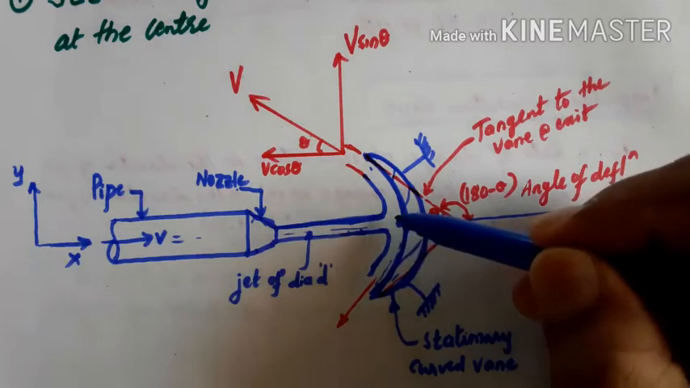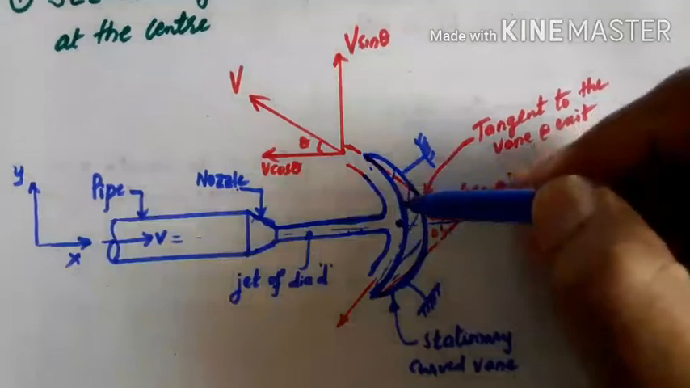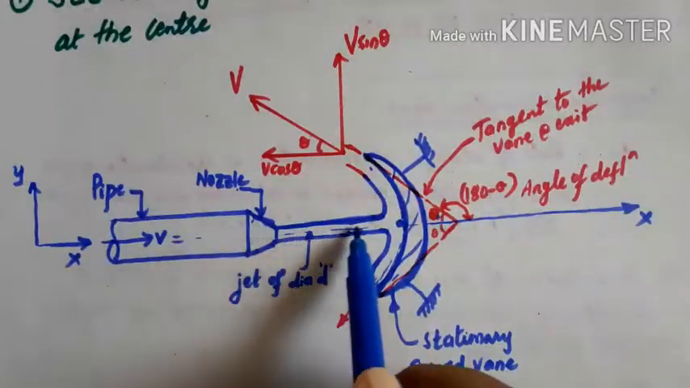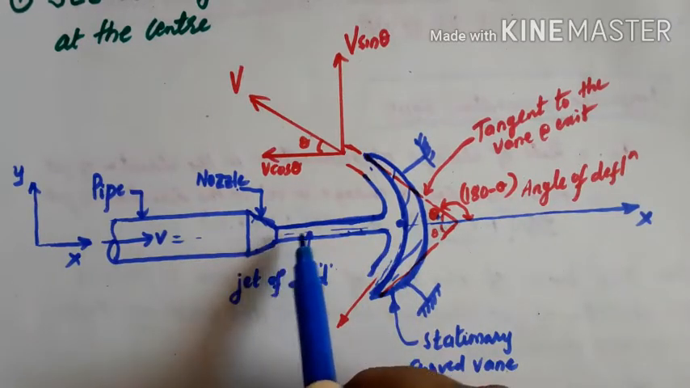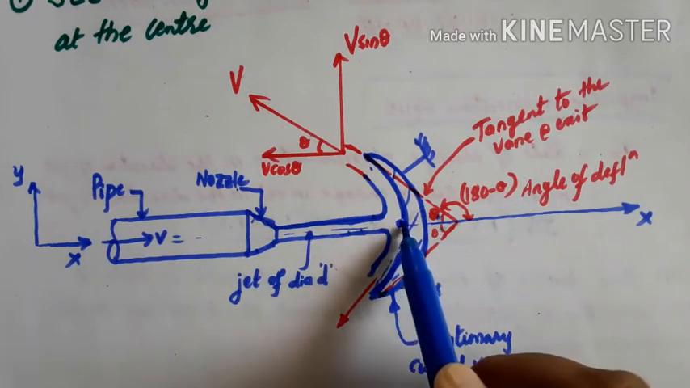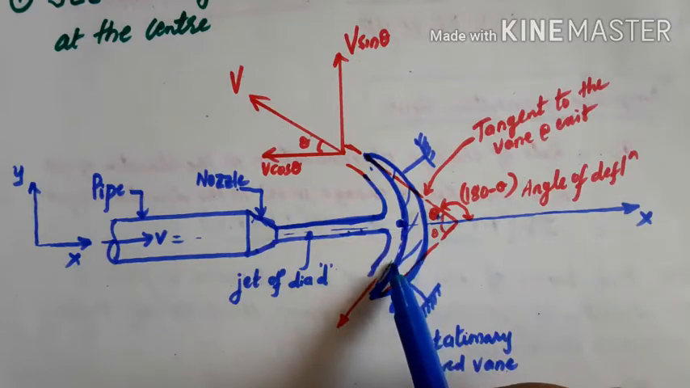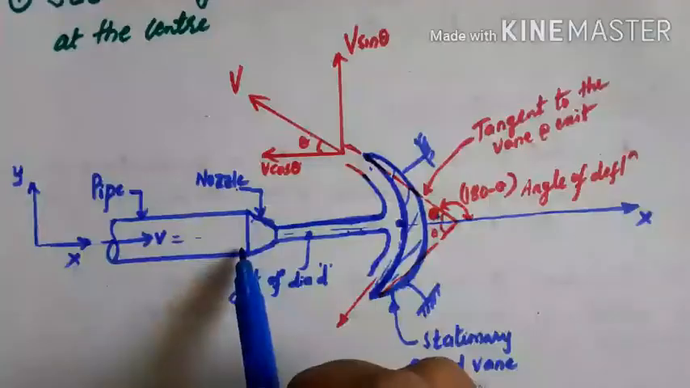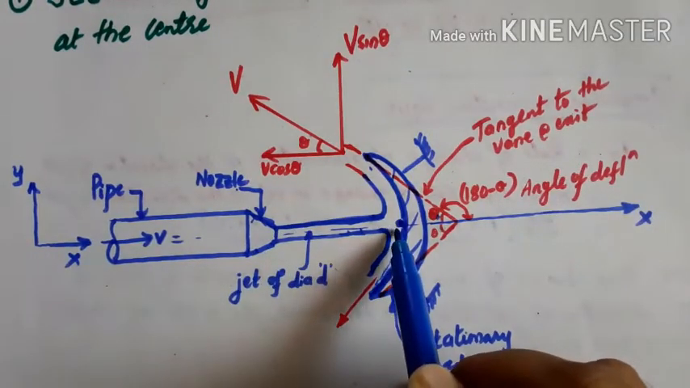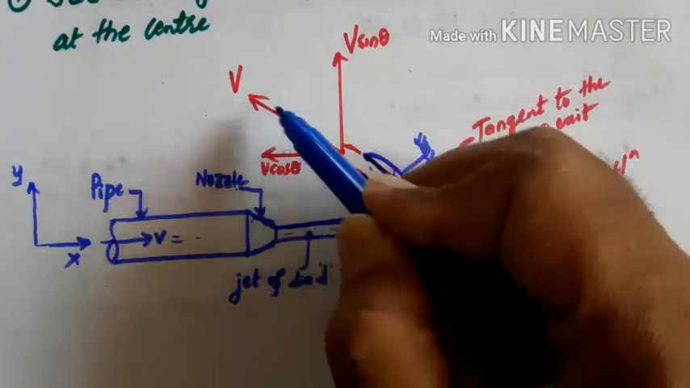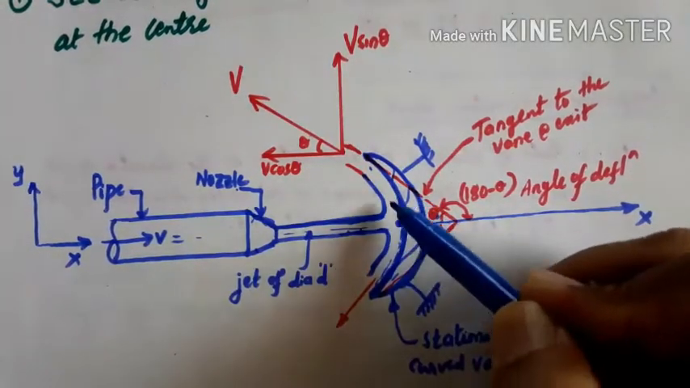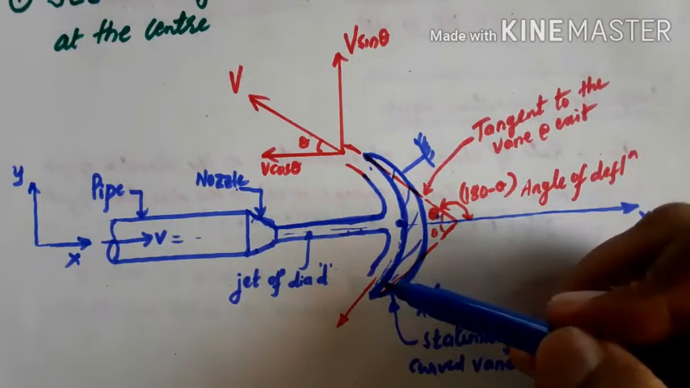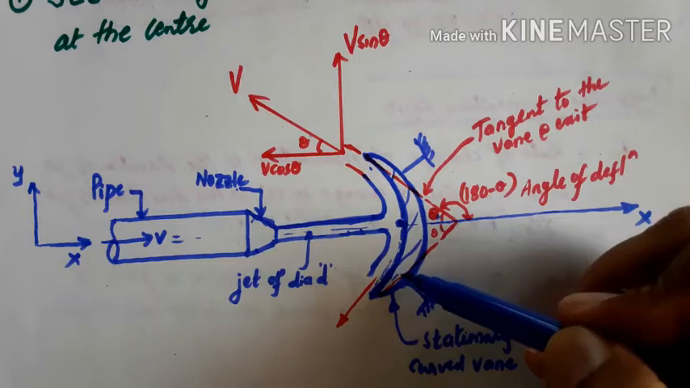Whatever velocity with which the jet is striking, with the same velocity it is coming out, v. So here I consider the velocity of the jet as v. With the velocity v, it is striking at the center. After striking, the water will glide over the surface like this, and it comes out with some angle. Whatever velocity with which the jet is striking, with the same velocity it is coming out. So there is no loss here. That is the assumption we have to make, that there is no loss of energy due to impact of the jet.